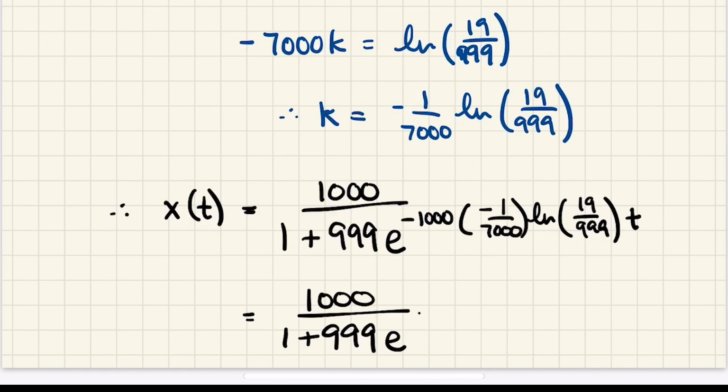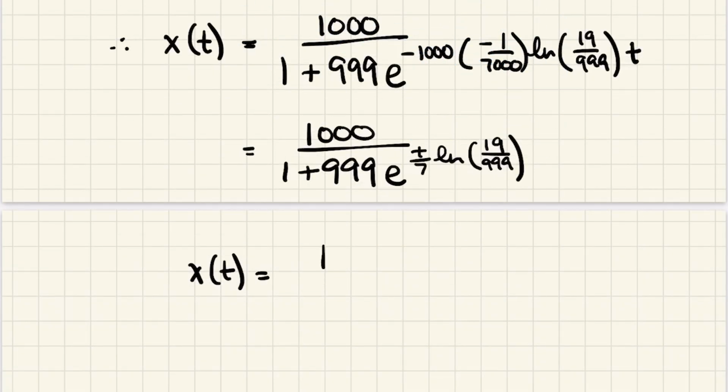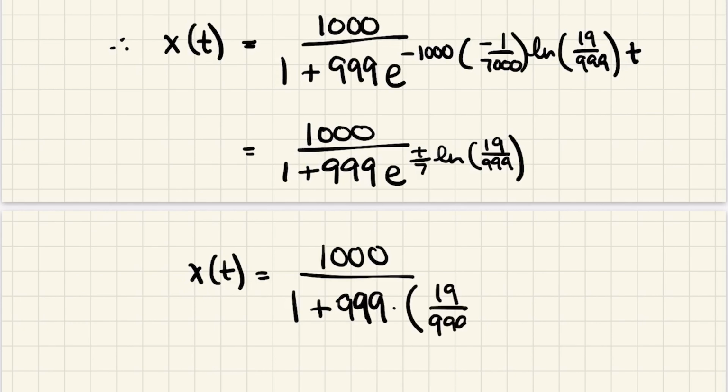Looks like we can just say that that's t over 7 times ln of 19 over 999. And in fact, we can write that using a base of 19 over 999. So this is 1 plus 999 times 19 over 999 to the t over 7. All right, that's a pretty nice looking answer.